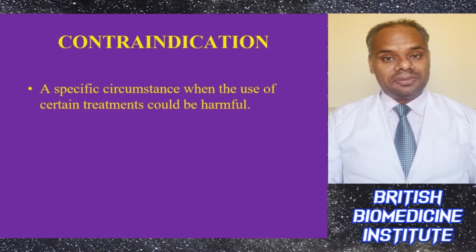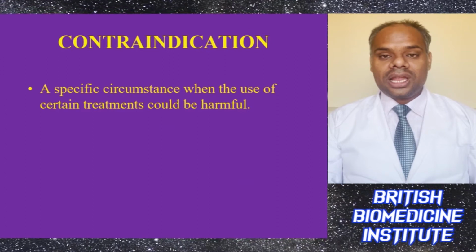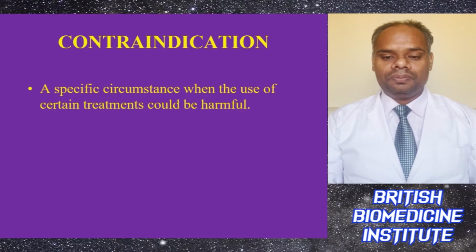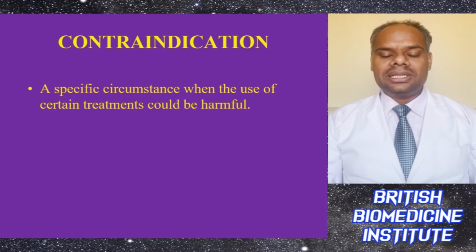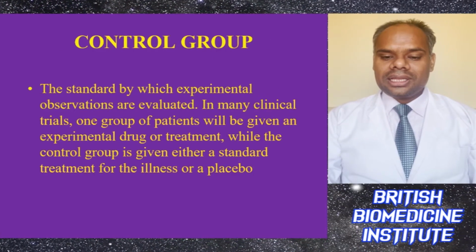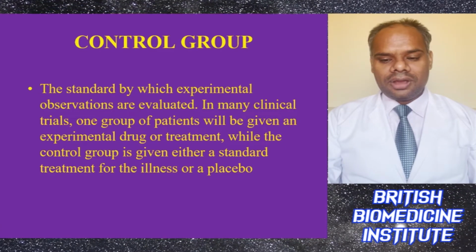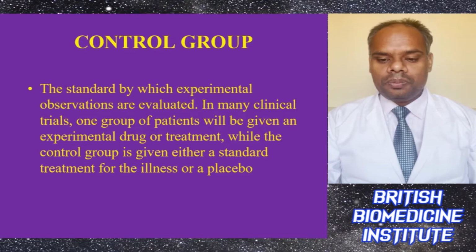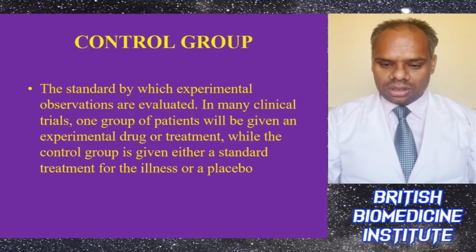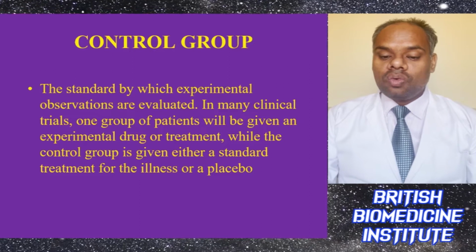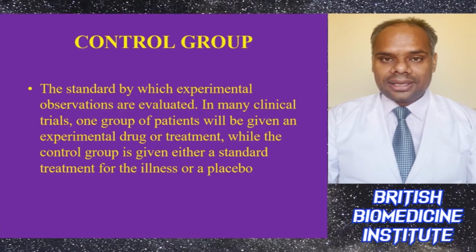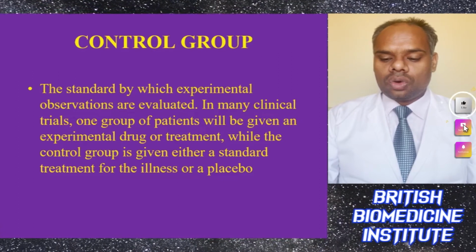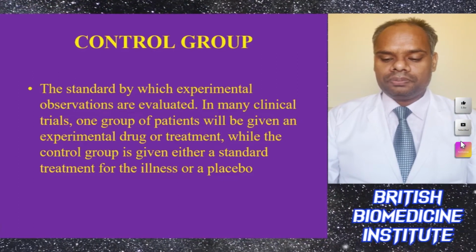Contraindication: basically, specific circumstances when the use of certain medicines can be harmful. Control group is basically the standard by which the experimental observations are evaluated. In many clinical trials, one group of patients will be given the experimental drug or treatment, while the control group is given either a standard treatment for the illness or a placebo.